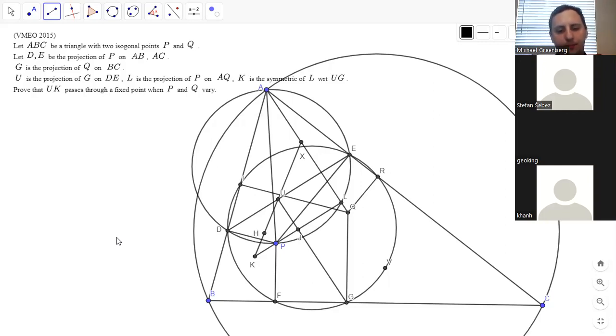Maybe somehow we can prove that U lies on the radical axis. We have proven that K lies on that radical axis. So we need point U too, I think. Okay.